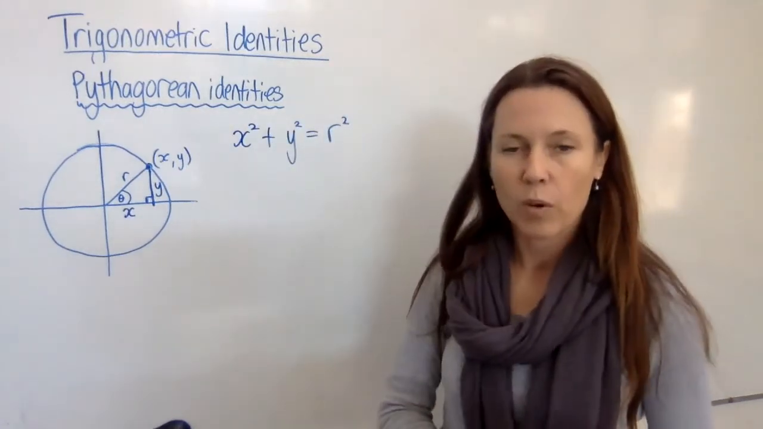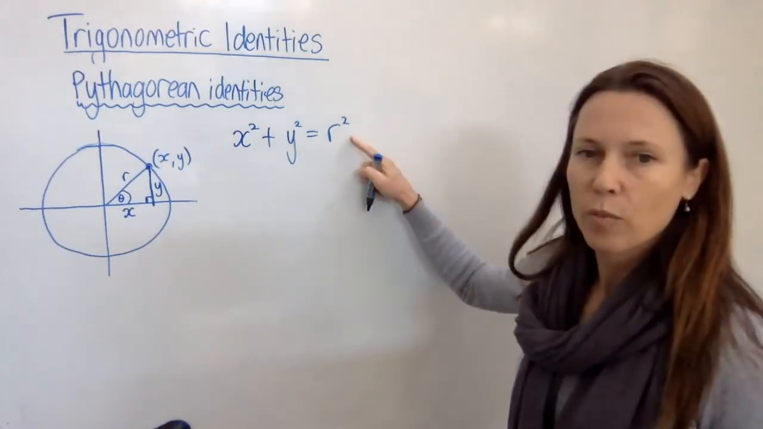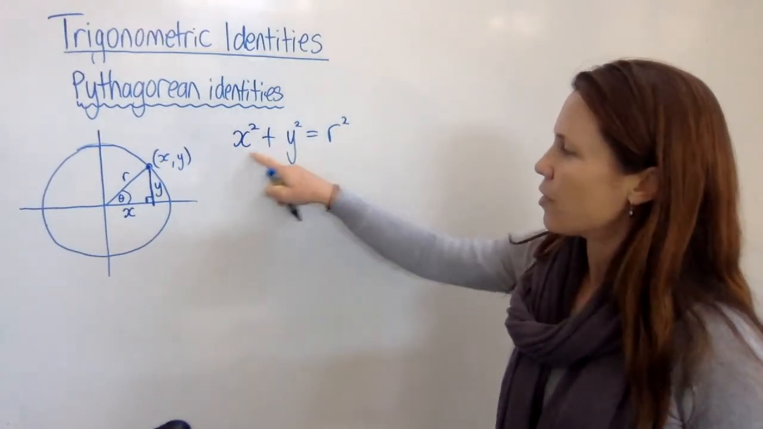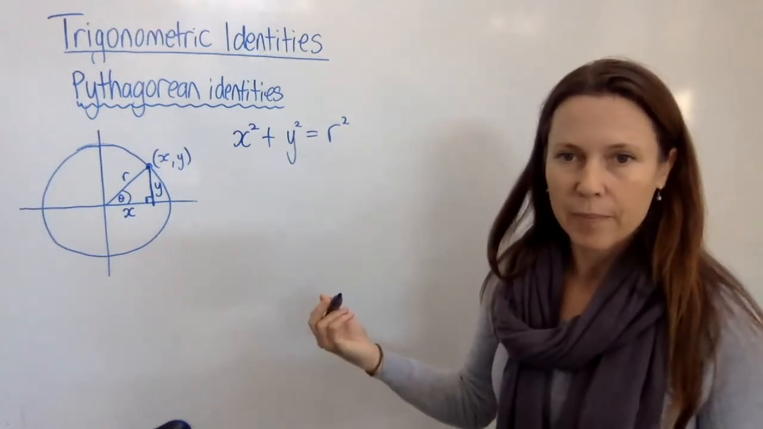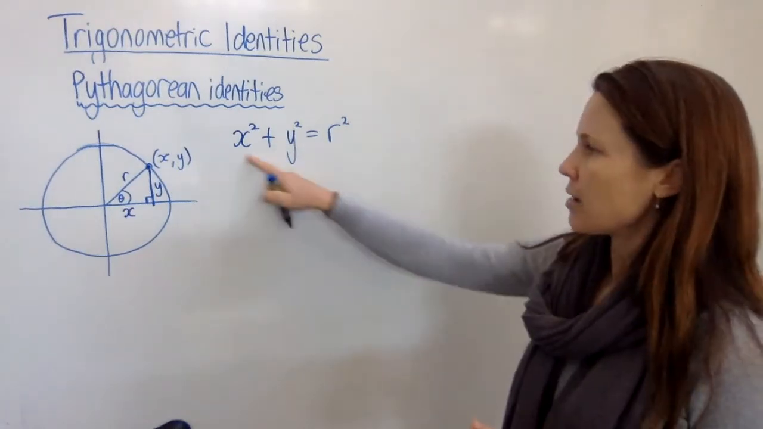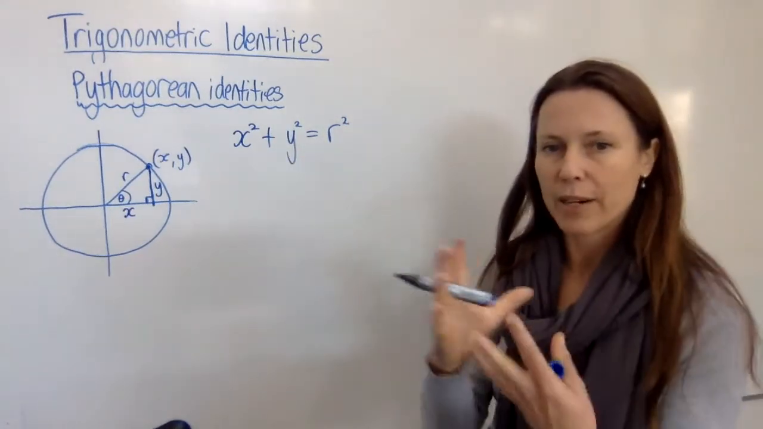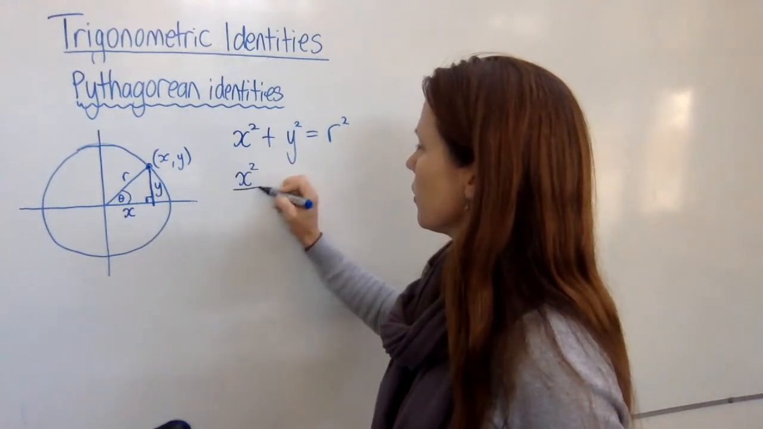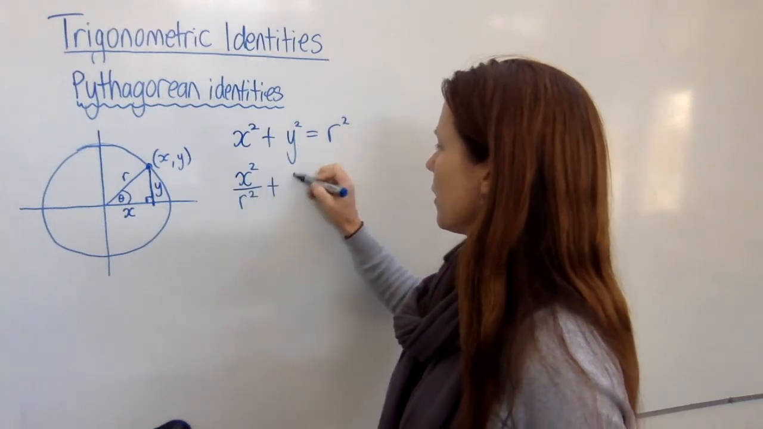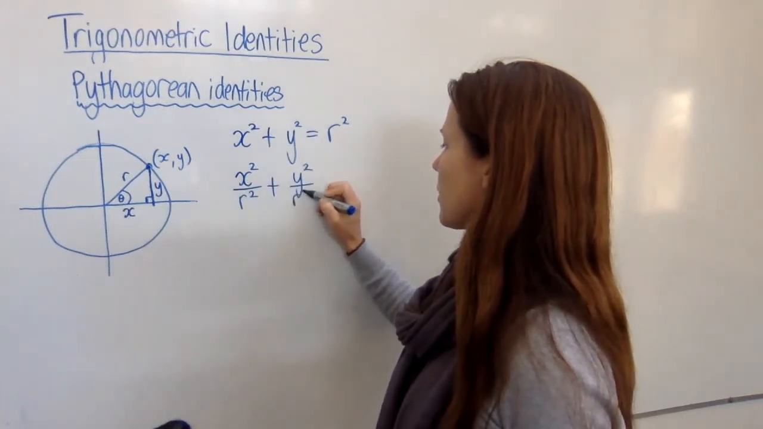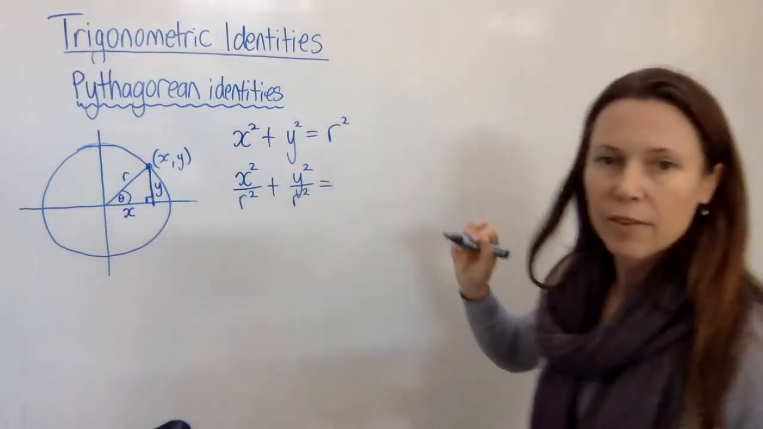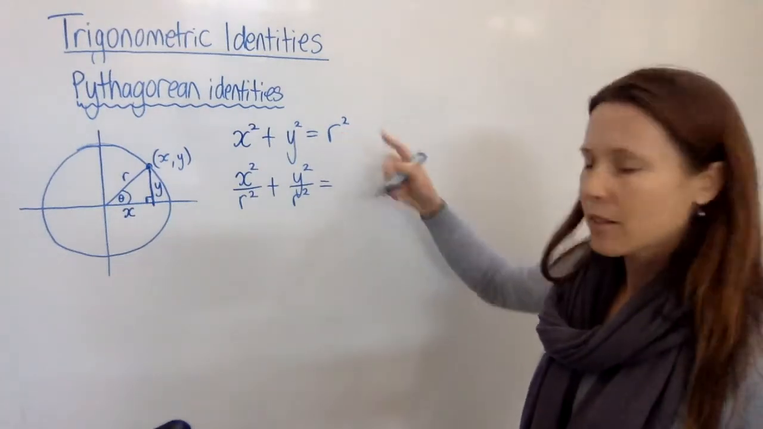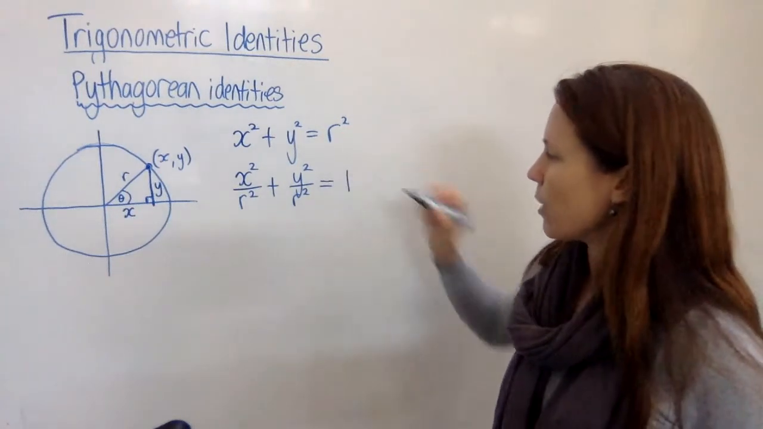All right, what next? Well, next we're going to change the form of this. We're going to divide everything here by r squared. Why are we doing it? Well, we're taking what we know here and we're seeing if we can rearrange it to make it look different. So if we divide the first term by r squared and the second term by r squared, we need to also divide everything on the other side by r squared, and r squared divided by r squared is just 1.